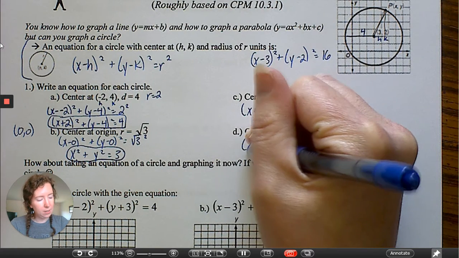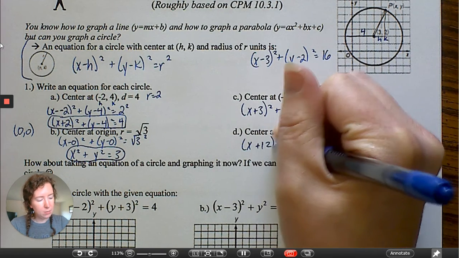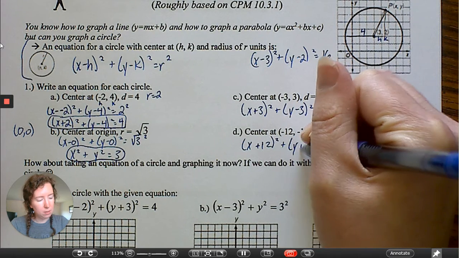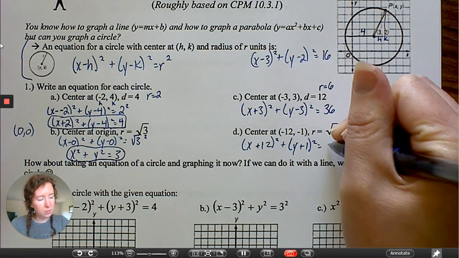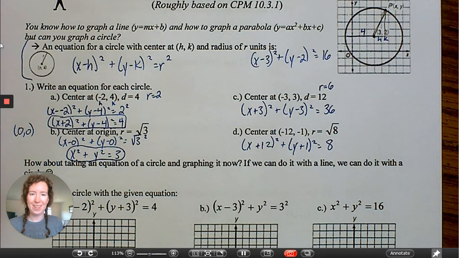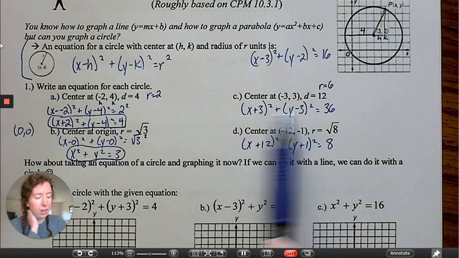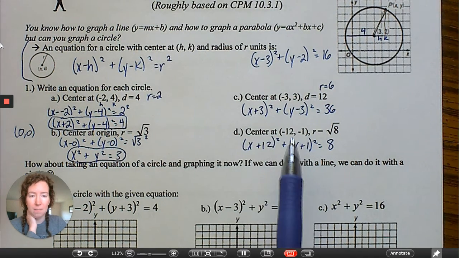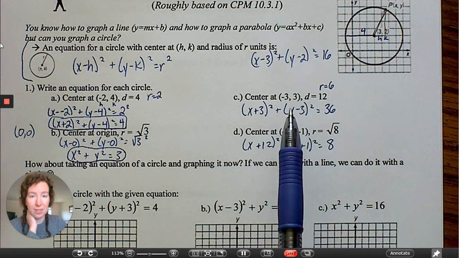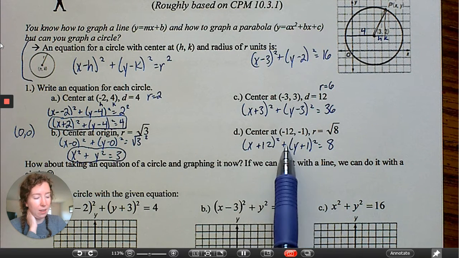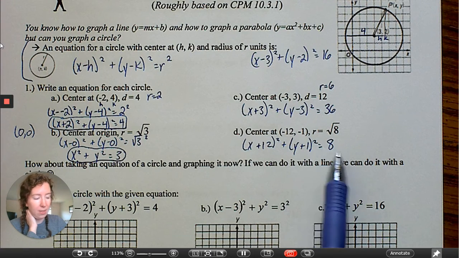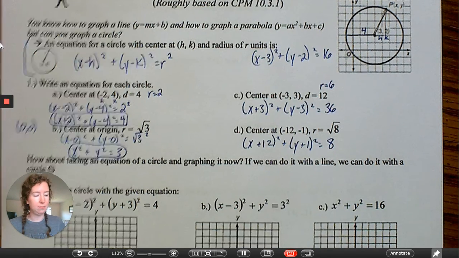All right, for this one here, I've got x plus 12 squared plus y plus 1 squared equals the square root of 8 squared, which is just 8. I went through those really quickly, but it's because I'm using this formula and I'm just substituting in the values every single time. The common mistakes that I see are forgetting if it's plus or minus in here, it's essentially just the opposite of whatever the center points are. And then forgetting to put the squares out there and then forgetting to square the radius.